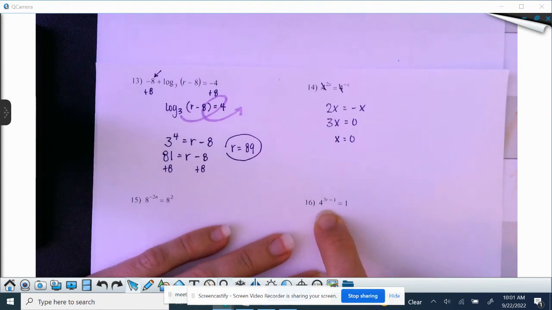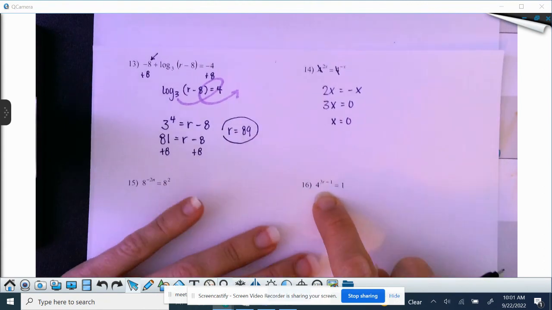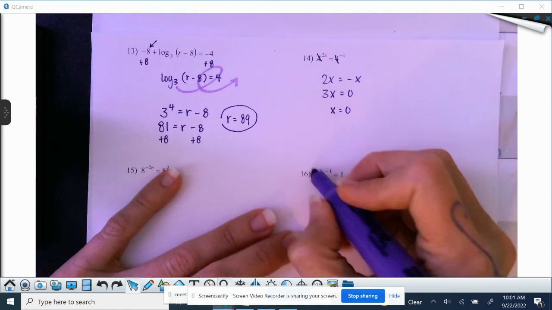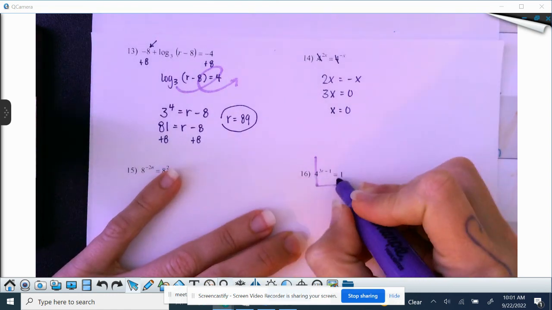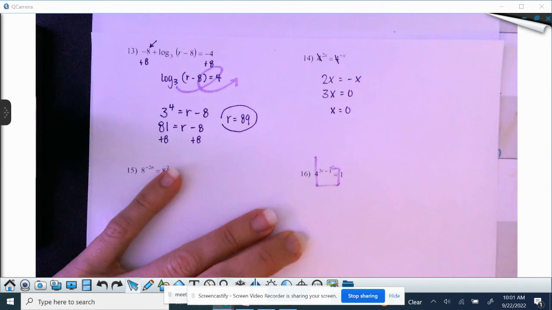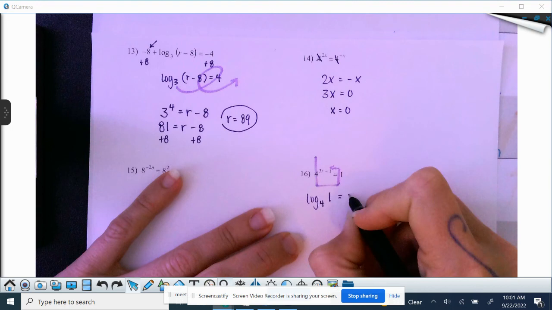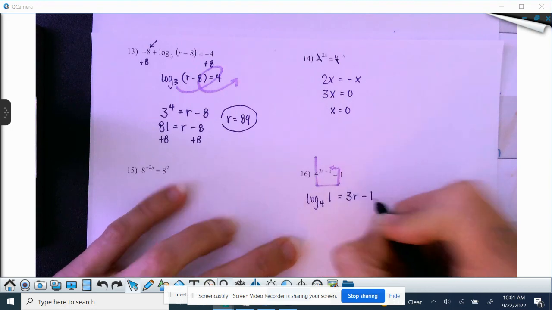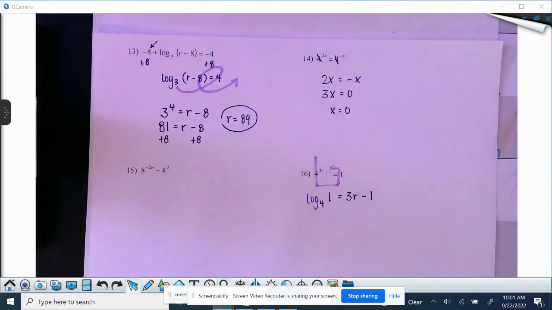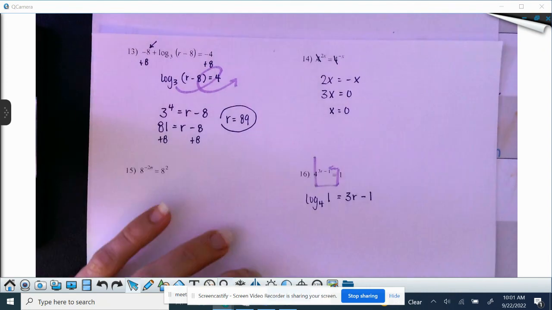When you do not have two like bases, then that's when you want to switch it to log form. So again, using that ugly L, push the base into the basement, and then end with our exponent. So log base 4 of 1 equals 3r minus 1. And that's where you're going to type in log base 4 of 1, or log 1 divided by log 4, whichever one suits you. And that gives me 0.